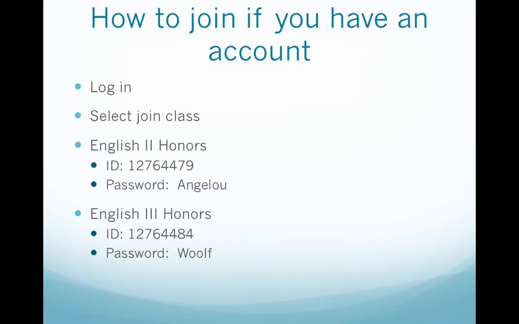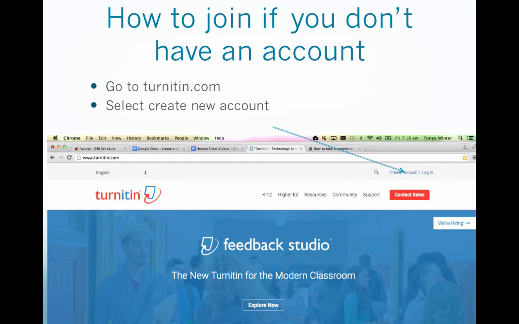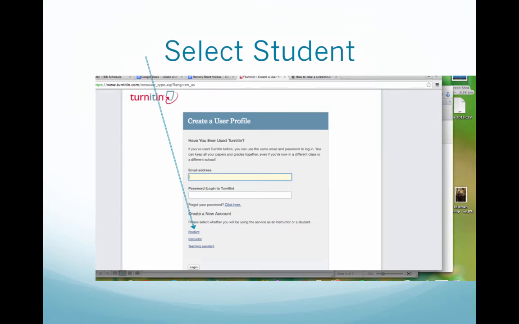If you already have a TurnItIn.com account, log into it and add honors as a new class. The information you need is contained below. If you don't have an account, you need to create one. So go to TurnItIn.com and select Create Account at the upper right-hand corner. Then you're going to create a new account for a student.